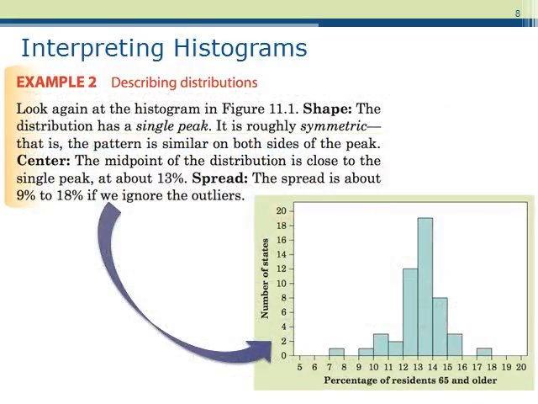For example, let's return to the histogram that we constructed in example 1. For its shape, we would say that the distribution has a single peak. It is roughly symmetric, that is, the pattern is similar on both sides of the peak. For the center, the midpoint of the distribution is close to the single peak at about 13%. In other words, about half the observations lie above 13% and about half lie below. For the spread, we would say that it's between 9% and 18%, ignoring any outliers.